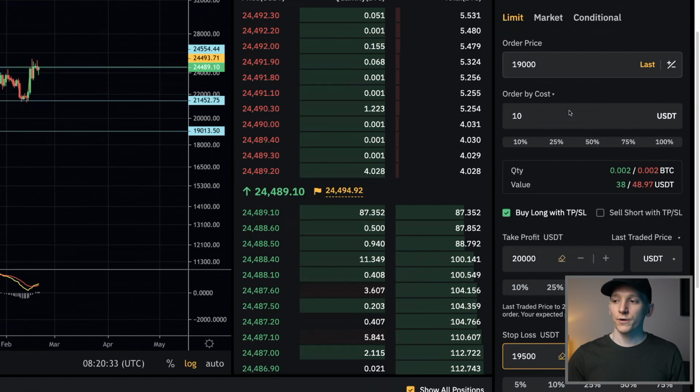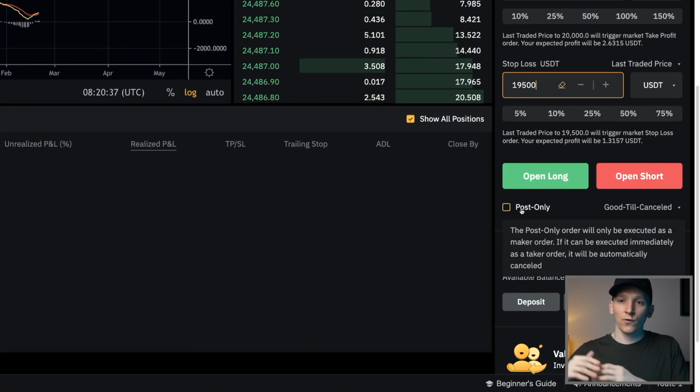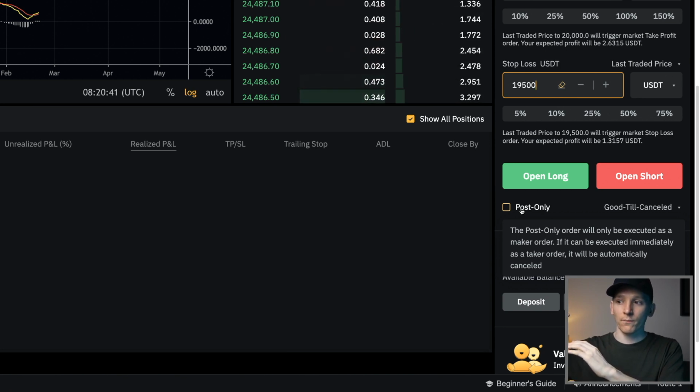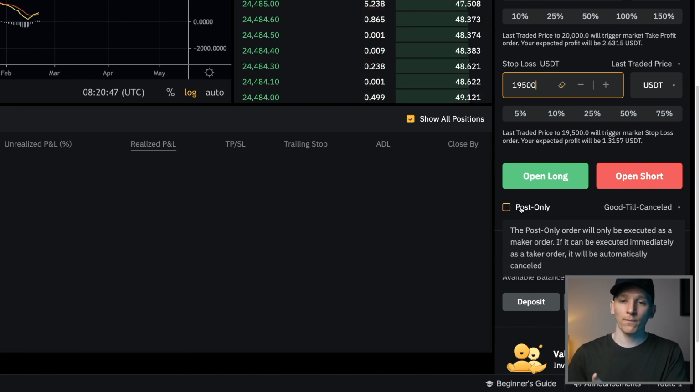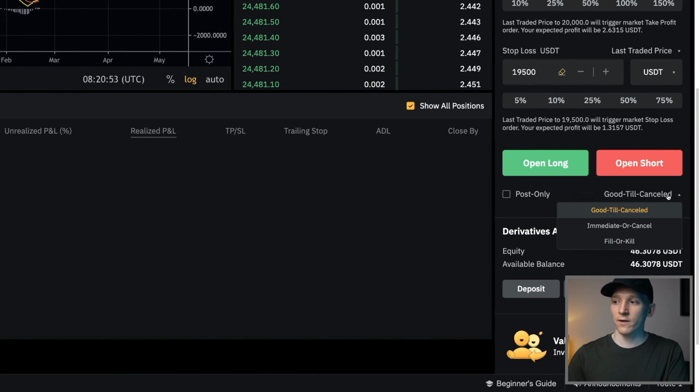And so what you can do here is press post only, and what that means is if your limit order actually becomes too expensive above the current price, if you have post only clicked on, it will not go through and it will get cancelled, and that prevents you from paying those slightly more expensive fees. It's something that you might want to tick on. Now, as you can see here, good till cancelled. This just means that the order will be good until you physically cancel it.